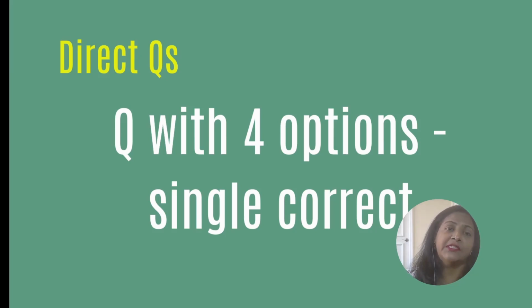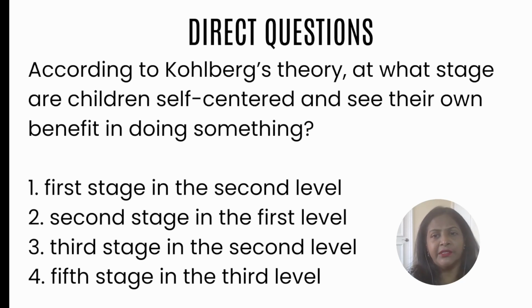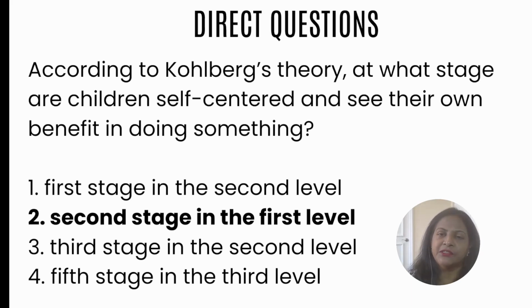It could be a simple direct question where you're asked to find what is something. For example, according to Kohlberg's theory, at what stage are children self-centered and see their own benefit in doing something? Then they've given 4 options. First stage in the second level, second stage in the first level, third stage, all that. And the correct answer, we know that this is the tit for tat stage. So the answer is second stage in the first level. So this is one kind of a direct question where they directly ask you what is something.